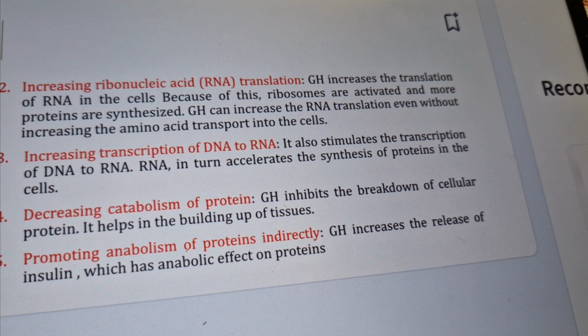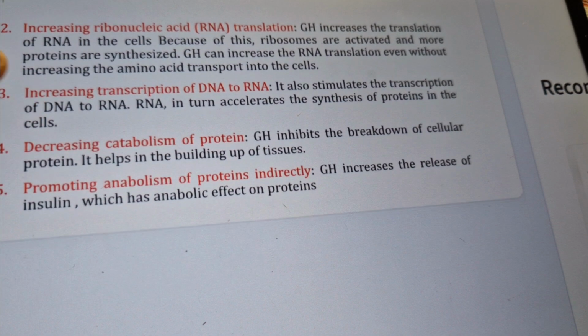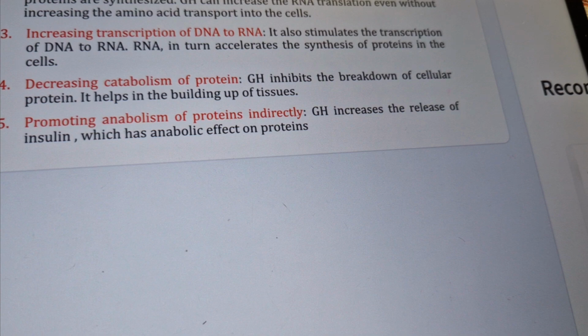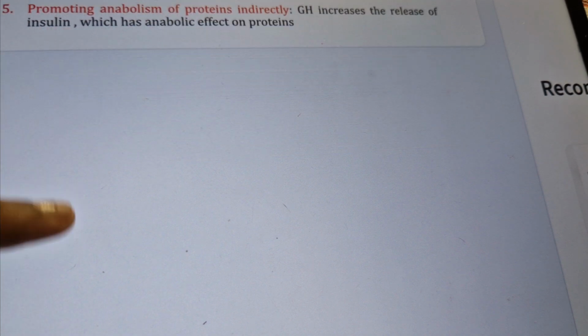Decreasing catabolism of the proteins. Proteins should build up, our body should contain protein so that we are growing. So it decreases the catabolism. Catabolism is nothing but breakdown, so it decreases the catabolism of protein and indirectly promotes the anabolism of the proteins. Growth hormone increases the release of insulin, so that glucose is utilized by the cells, giving an anabolic effect on protein. So it promotes anabolism, that is, synthesis of proteins.